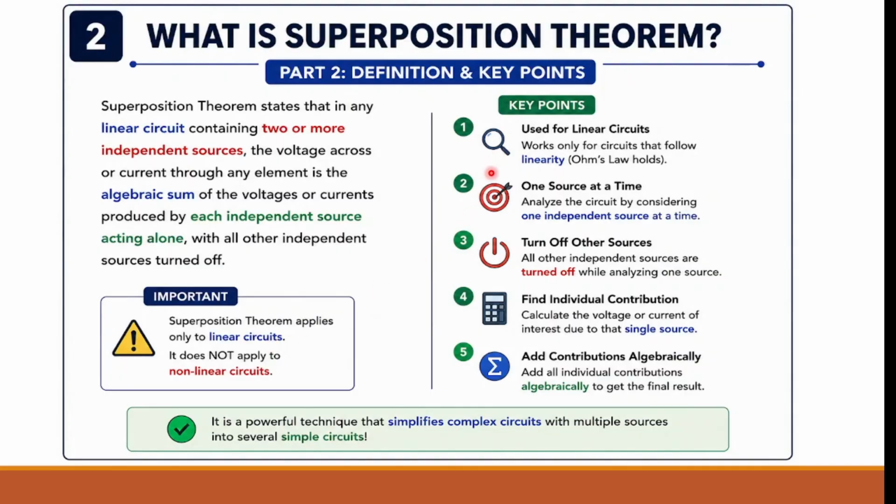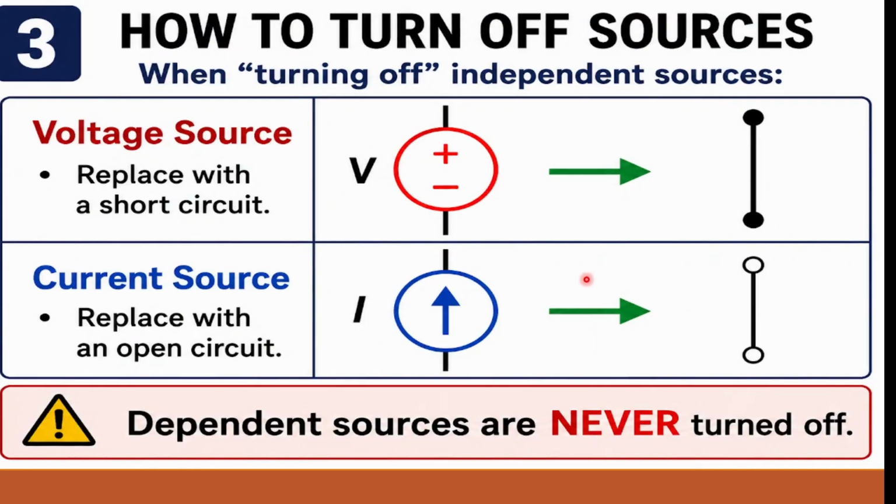And again, the steps in order for us to apply the superposition theorem: the first is we use one source at a time. If we have three independent sources, you substitute two, you analyze the circuit with one source, then you substitute the other and analyze with one source until you analyze all three independent sources. So one source at a time, turn off other sources, find individual contribution, then add contributions algebraically to have the final answer. How to turn off sources?